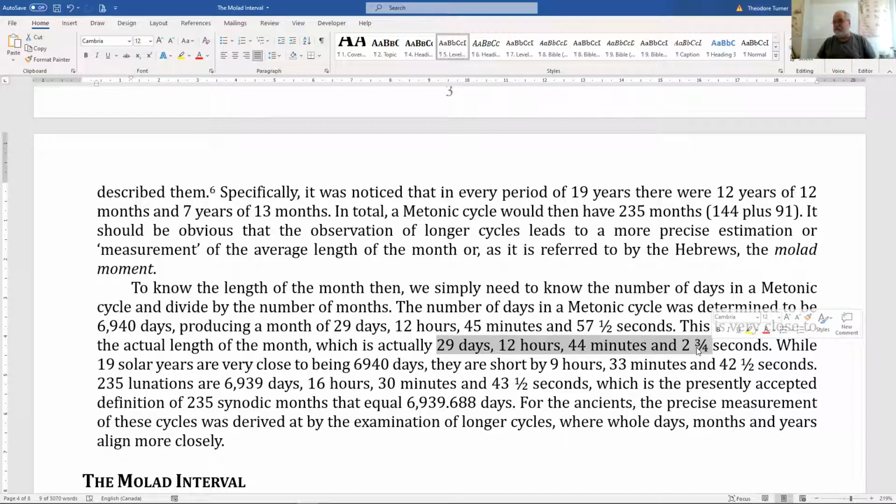For the ancients, the precise measurement of these cycles was derived by the examination of longer cycles, where whole days, months, and years align more closely. So instead of looking at the fractions as much, they just looked at these longer periods, but then they could take these longer periods and translate them into fractions rather than decimals.